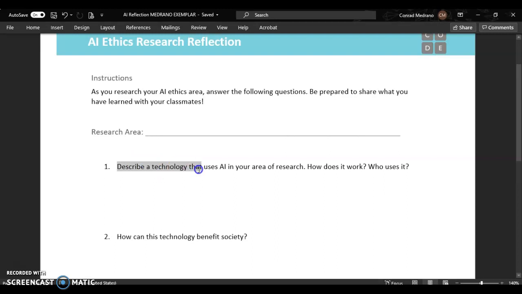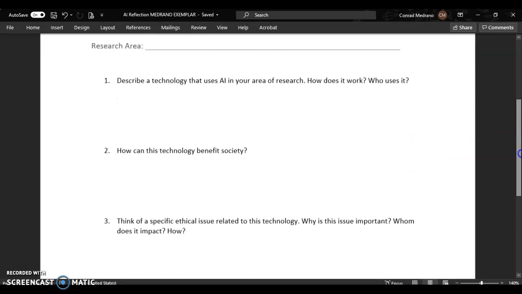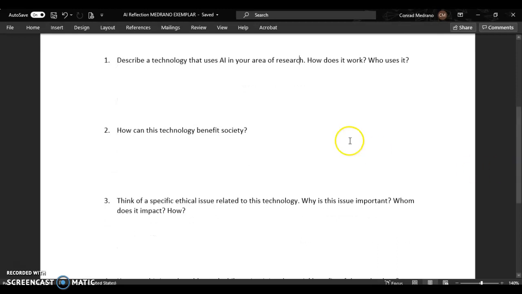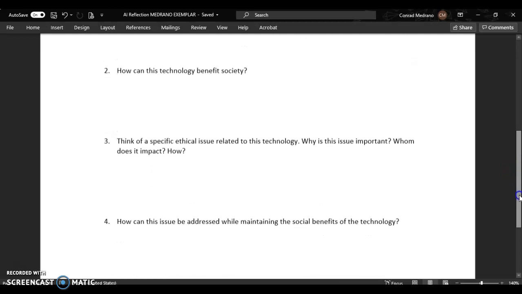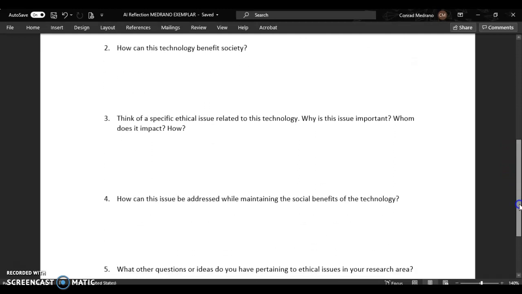Number one, describe a technology that uses AI in your area of research. How does it work? Who uses it? Number two, how can this technology benefit society? Number three, think of a specific ethical issue related to this technology. Why is this issue important? Whom does this impact? How? How can this issue be addressed while maintaining the social benefits of the technology? What other questions or ideas do you have pertaining to ethical issues in your research area?